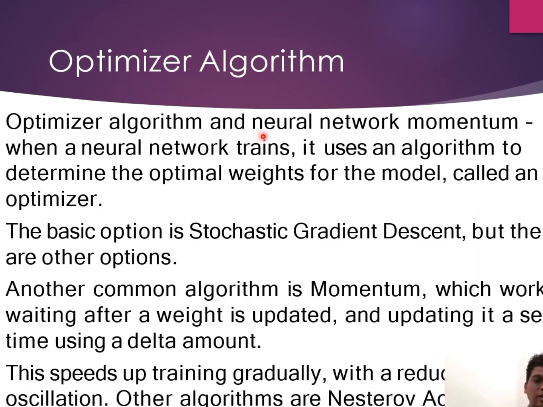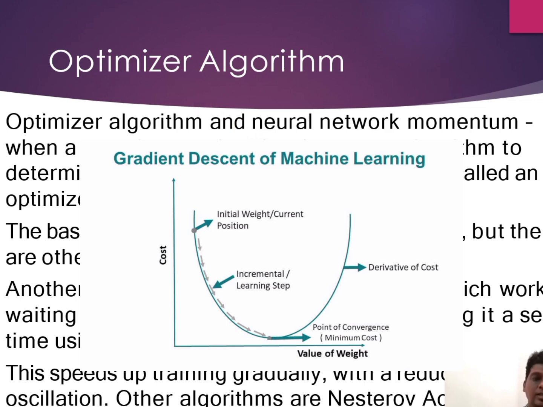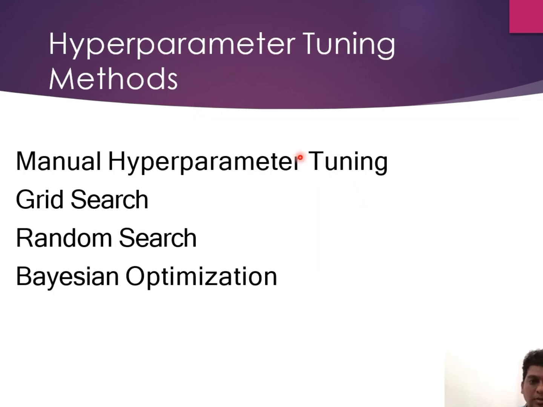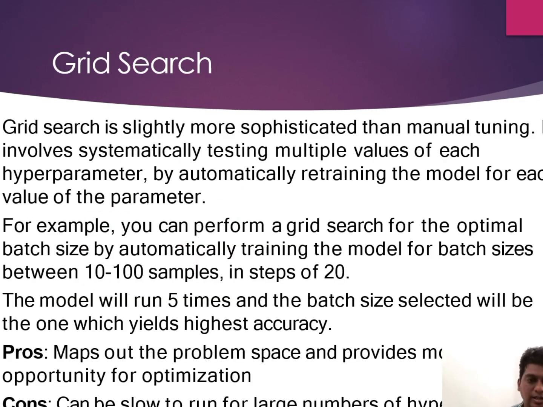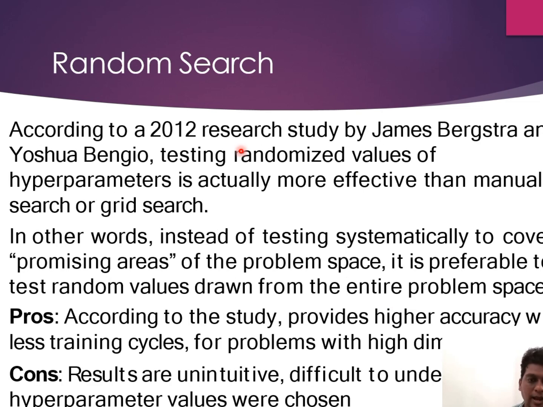The optimization algorithm that we are using is the stochastic gradient descent. There are various tuning methods that we use for hyperparameter tuning: grid search, random search and Bayesian optimization. The grid search is based on a window-based method of searching. If you have a total number of 10 to 100 samples, in a step of 20 we are searching. This is a random search, just random values presented in that entire problem space.